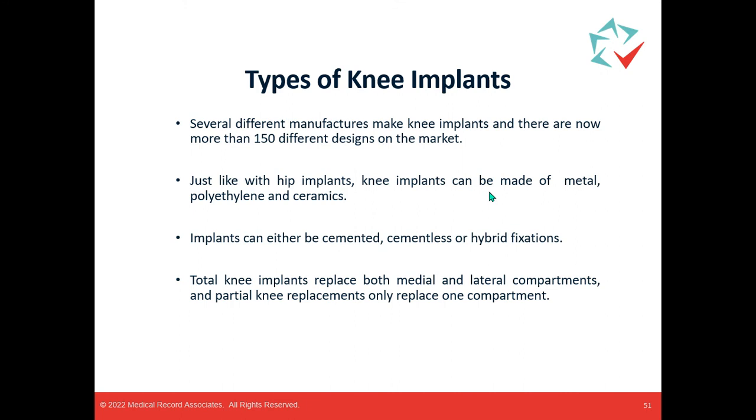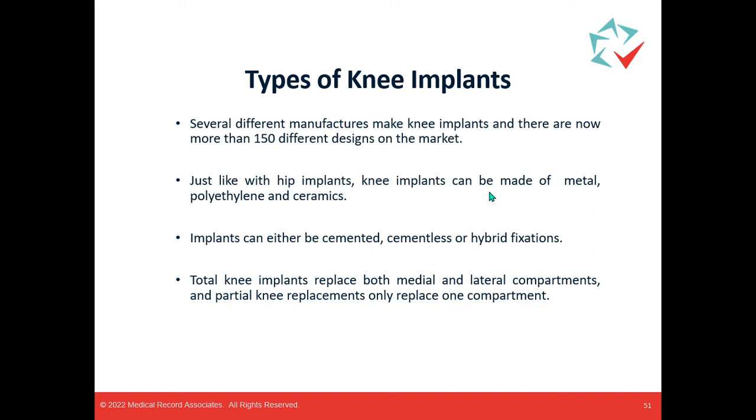Now let's talk about the implants. There are currently more than 150 different knee implant designs on the market. They are made from metal, plastic, and ceramics. The implant can be secured in place by cementing or cementless or a hybrid fixation method, some combination of both. The hybrid fixation is where one component, which is usually the femoral component, is cemented, and another component is press fixed or press fit into place.